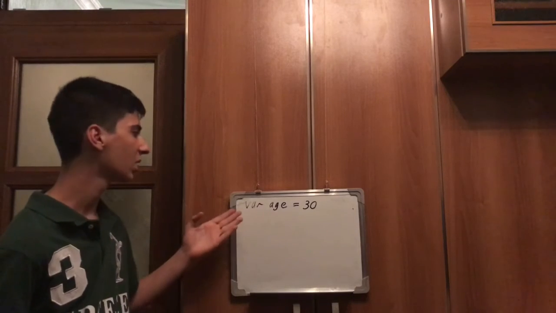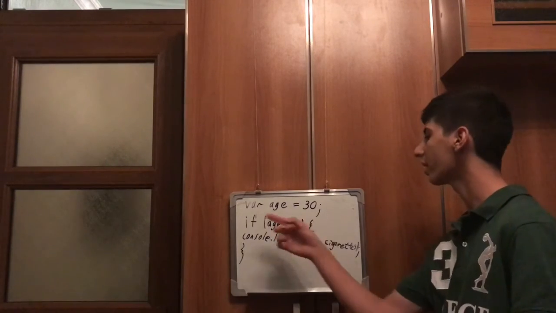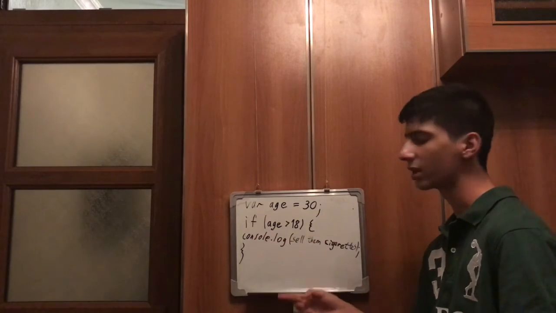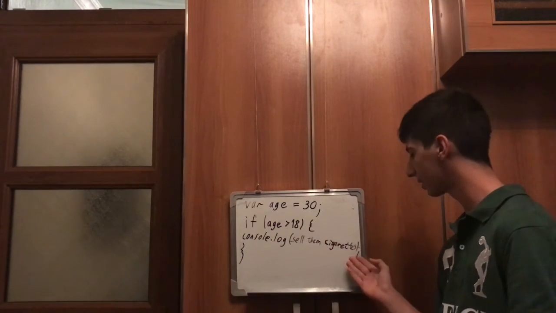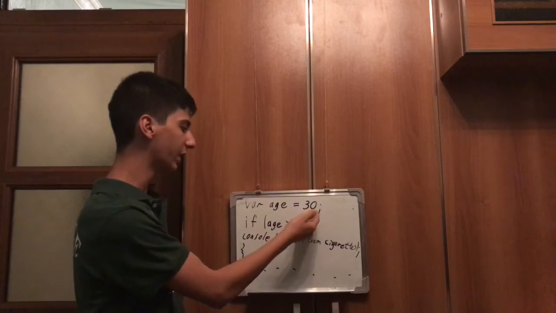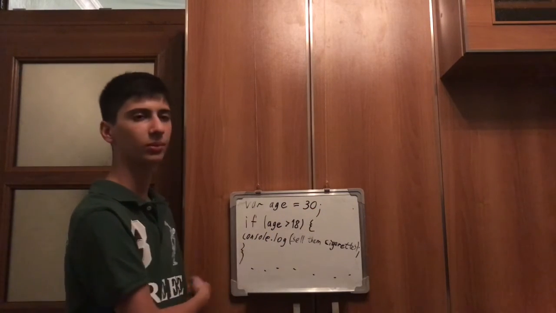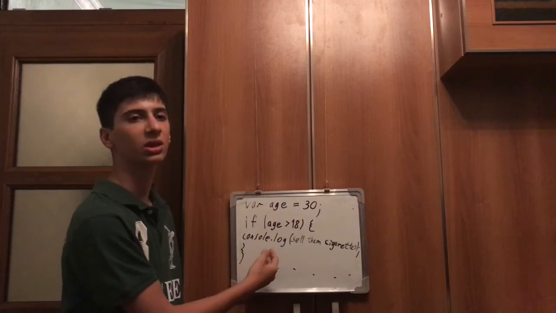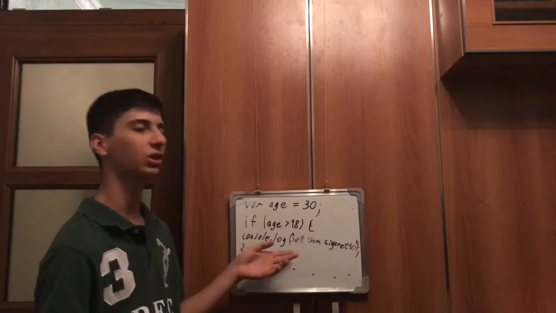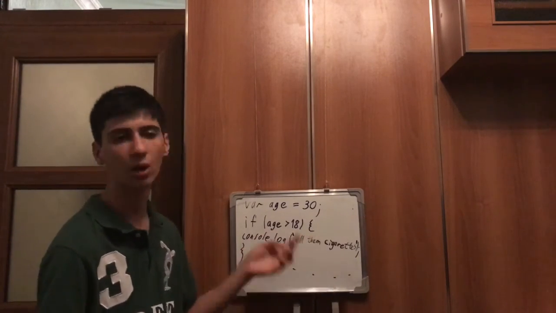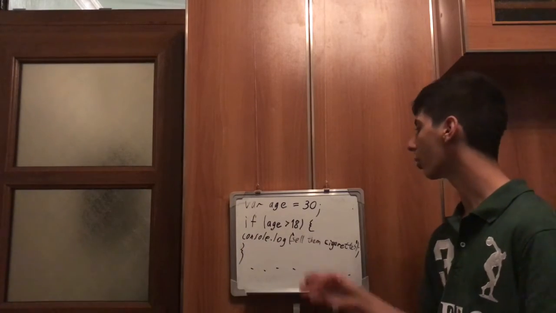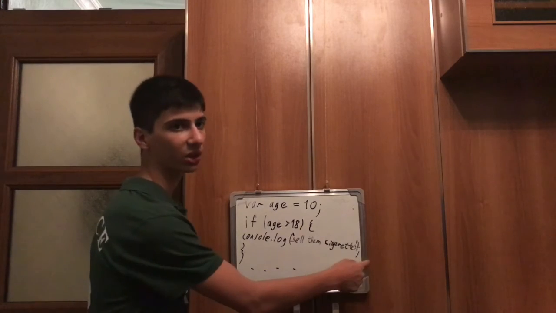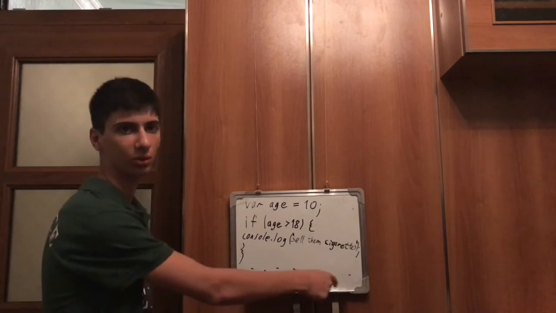Okay, let me give a conditional example. Variable age is 30. If age is bigger than 18, console log "sell them cigarettes". Here our age is 30, so in the console sell them cigarettes will appear. Sorry, I forgot the quotes, so now it will appear. But if our age is not 30, in the console this text will not appear, but the code will continue.